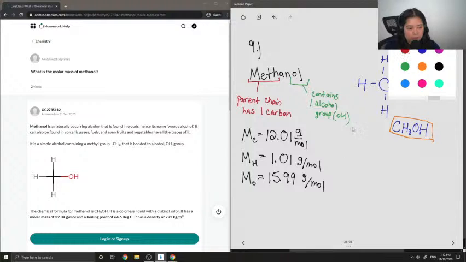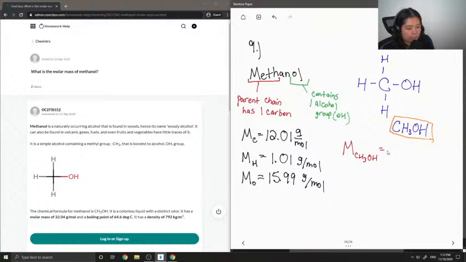So, to write down the molar mass of methanol, we need to take into account how many atoms of each element are present in the compound. So there is only 1 atom of carbon. So I'm going to do the molar mass of carbon plus 4 times the molar mass of hydrogen, since there are 4 hydrogen atoms. And again, there's only 1 oxygen atom, so it's just going to be the molar mass of oxygen.